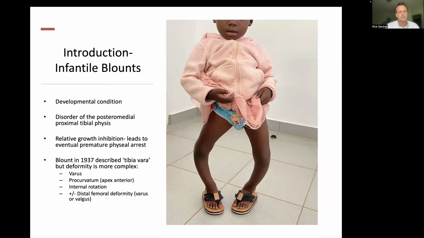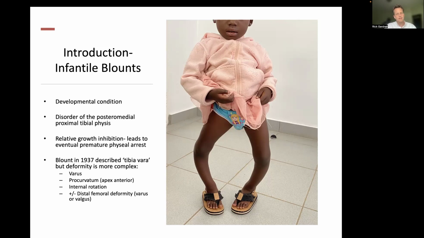So infantile Blount's. It's a developmental condition. It's a disorder of the posterior medial proximal tibial physis. So it's the medial aspect and the posterior medial aspect of the proximal tibial physis, where there's a relative growth inhibition. And over time in infantile Blount's, this will continue to progress in severe cases and can lead to eventual premature physeal arrest. Now, Blount described this nearly 100 years ago as tibia vara, but it is more complex than that.